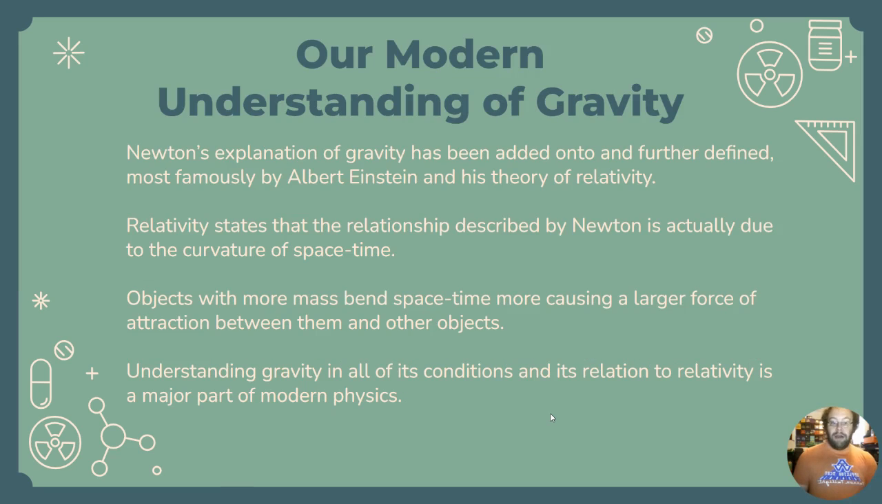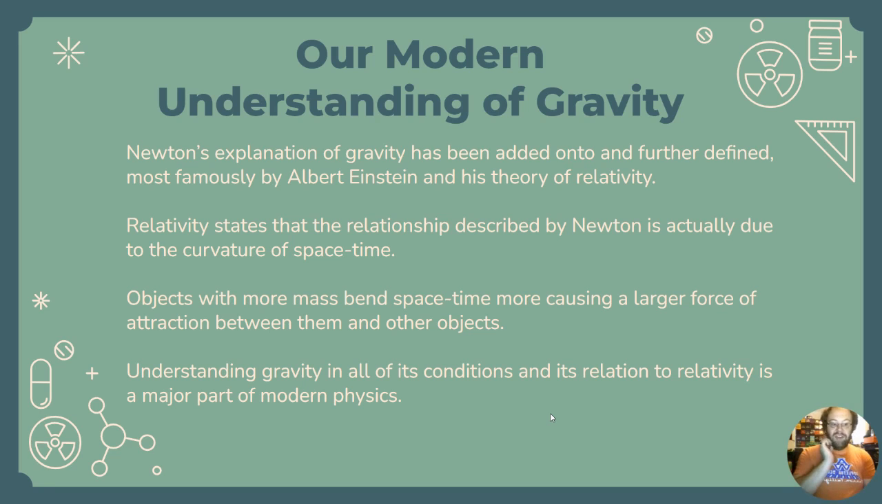So our modern understanding of gravity is that Newton's explanation of gravity has been added onto, and relativity is what's going to make it more complete. Relativity states that the relationship described by Newton is actually due to the curvature of space-time. So before, Newton was just like, look, big things attract each other, and it's based on how far apart they are and their mass. And relativity says, yes, that is true, but it's also because big things are curving space-time, and that is causing that attraction.